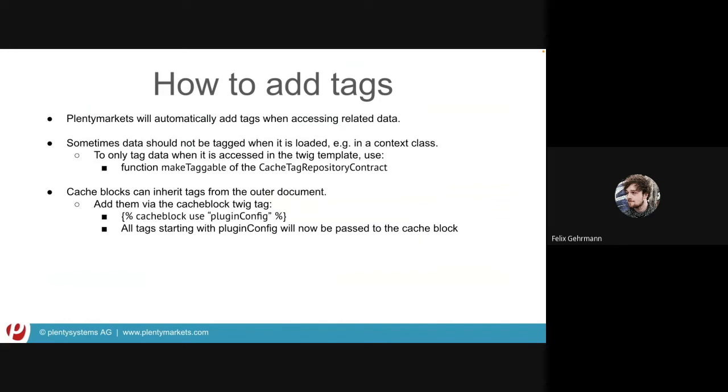To only tag data when it is accessed in a twig template, you can use the function makeTaggable of the cache tag repository contract. This function adds a watcher to your data and automatically takes care of tagging. You can also let cache blocks inherit tags from an outer document. You just have to append the use decorator, as seen here, to your cache block tag, and then follow up with your desired cache tag. The first 2 points should take care of most of your needs.